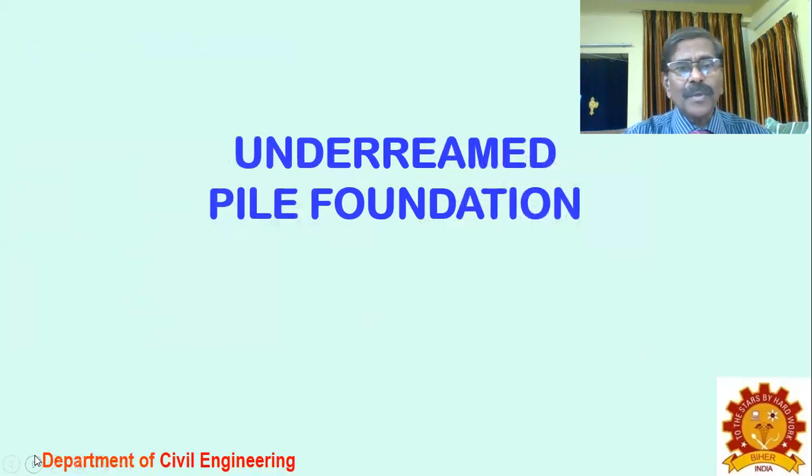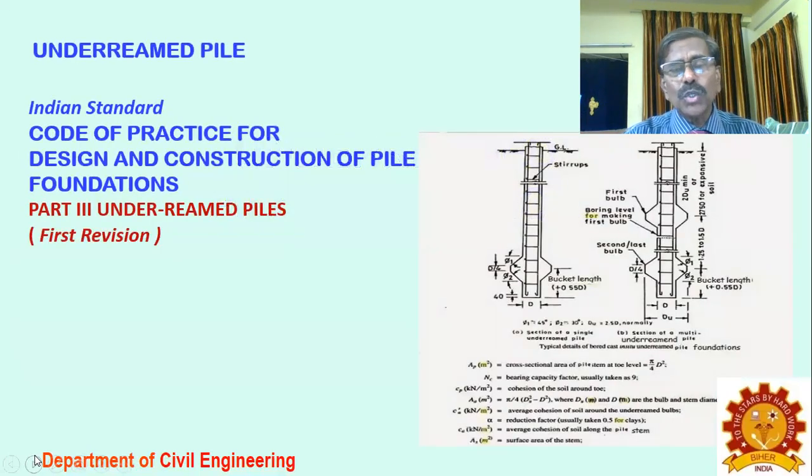We go to the next type of foundation, the under-reamed pile foundation. Pile foundations are very deep foundations. Under-reamed piles are a special type of foundation under the pile foundation category. An under-reamed pile is a pile bored into the soil with a bulb. The bulb is provided at the bottom to get a higher uplift capacity of the piles. There may be one bulb, or sometimes you can have two bulbs.